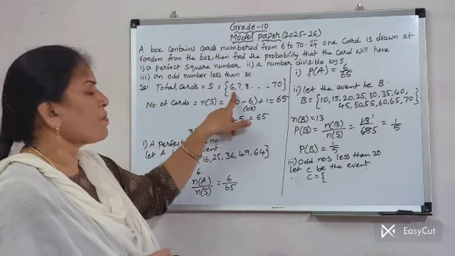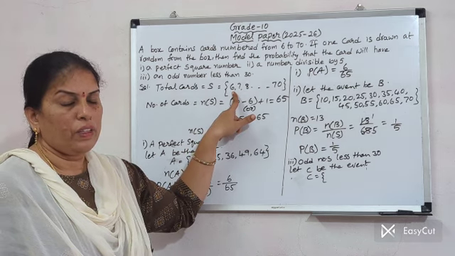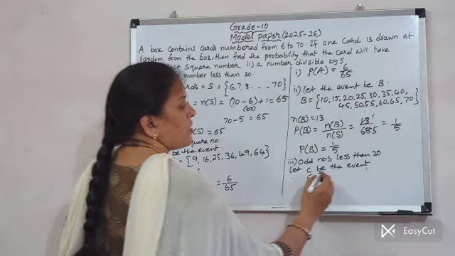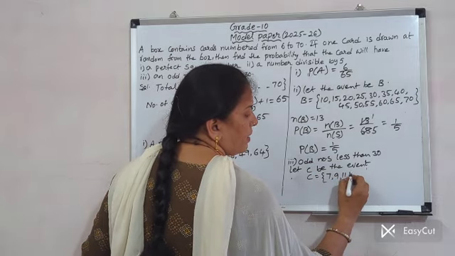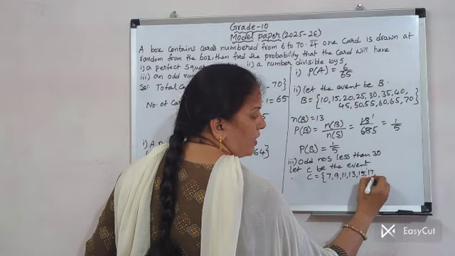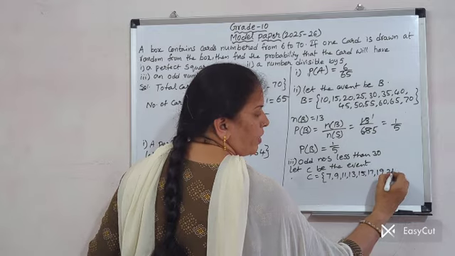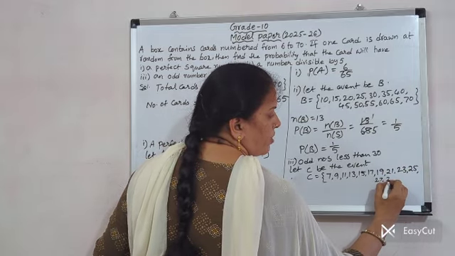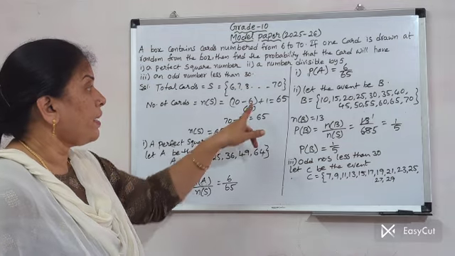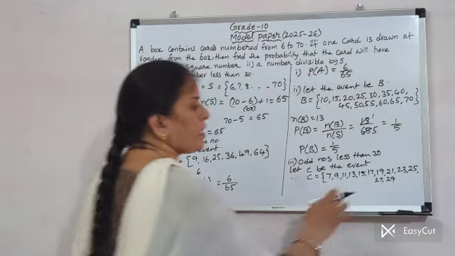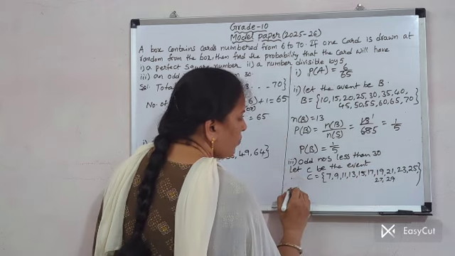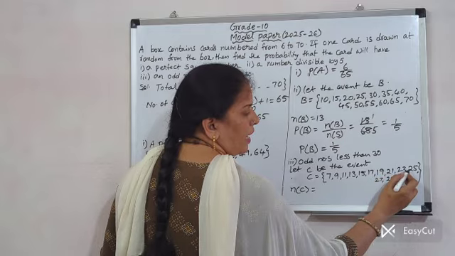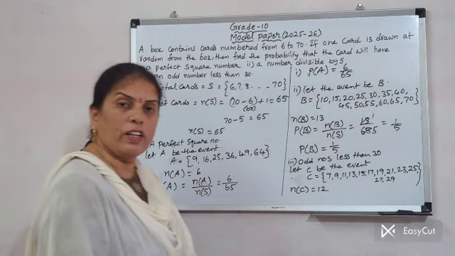See here, from 6. Is 6 an odd number? No. Why? Because it is divisible by 2 also. 7 is an odd number. 7, 9, 11, 13, 15, 17, 19, 21, 23, 25, 27, 29. 30 is not included, they asked less than 30. So n of C is equal to 12.